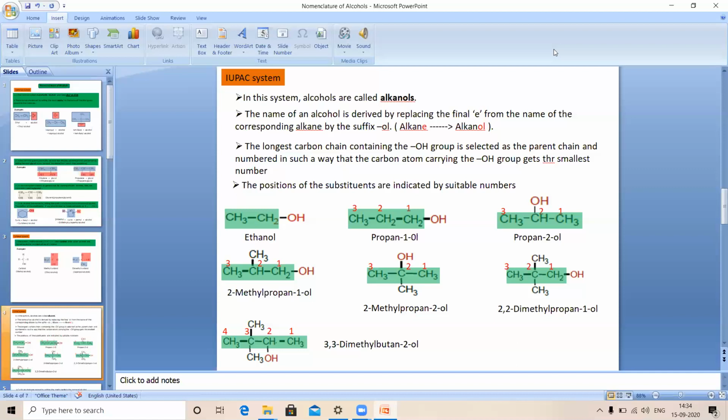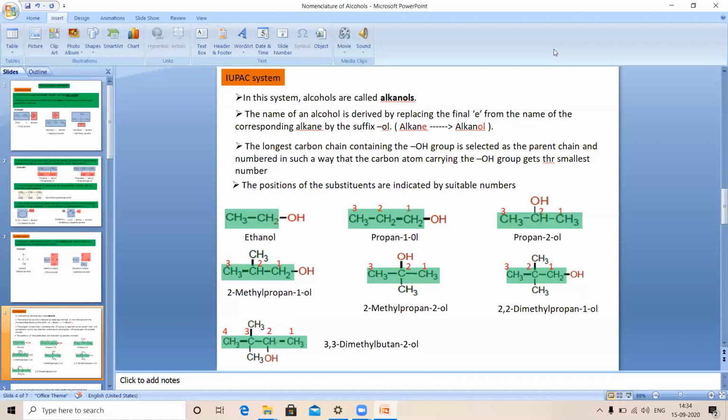Next example, CH3CH2OH. If we give the number 1 to the carbon where the OH group is present, at carbon number 2 there is a CH3 group. If substituents are present, then write the name of the substituent and its number first, and then follow the proper method: take the parent alkane, remove the "e" and add "ol".